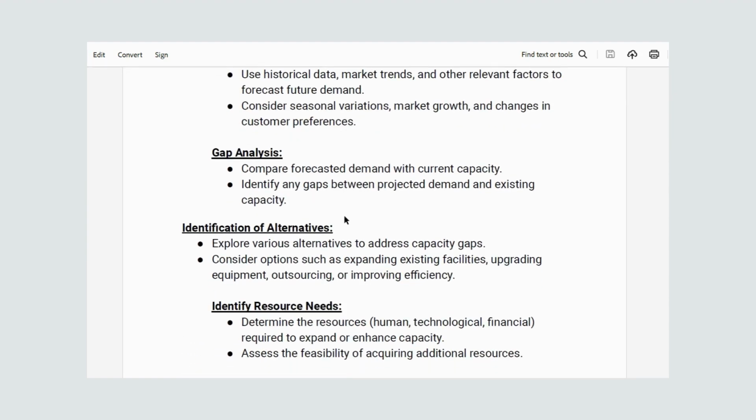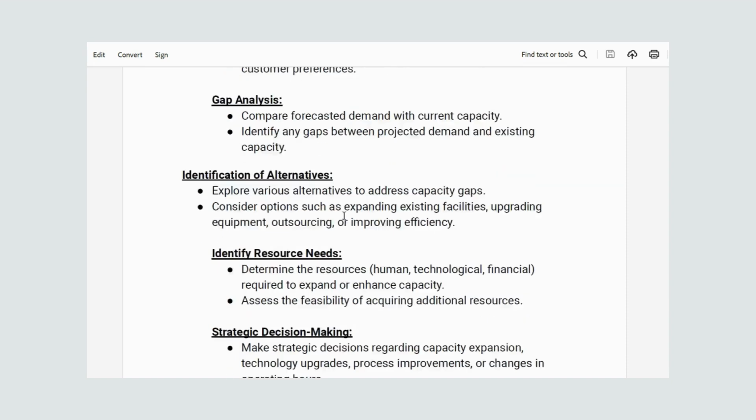After analyzing, we have to identify if there is a need of any alternatives. So we explore various alternatives to address the capacity gaps. By considering the options such as expanding existing facilities or upgrading the equipment, outsourcing or improving efficiency, we do the identification of alternatives. And then what we do is to identify the resource needs.